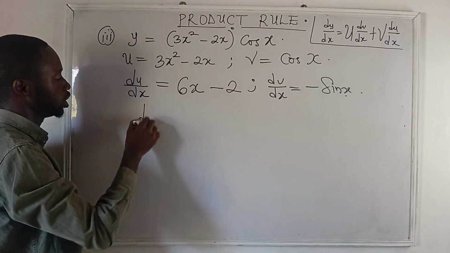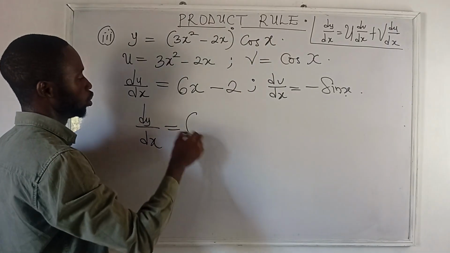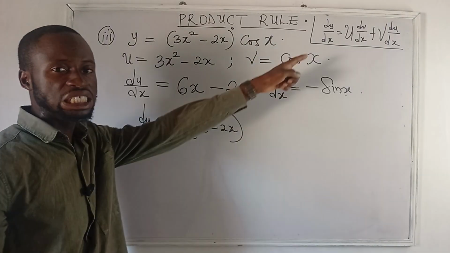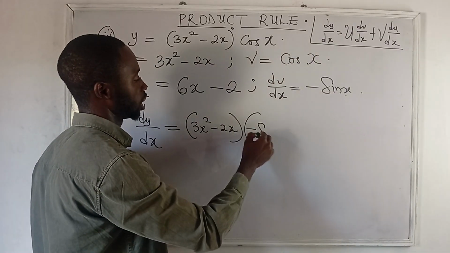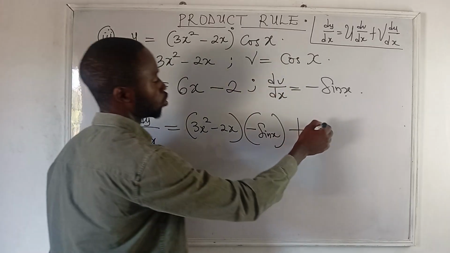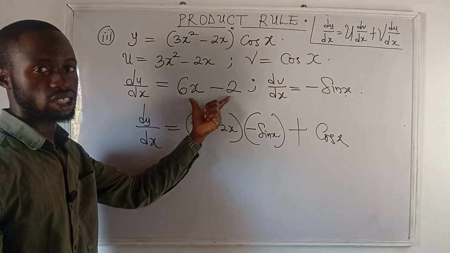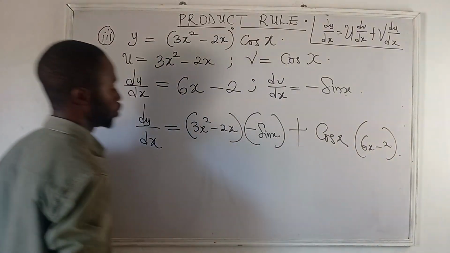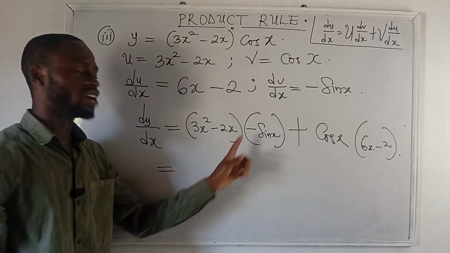So we have dy dx in the formula. You have u. What's our u? 3x squared minus 2x. Then dv dx is minus sine x. I have minus sine x plus, what's my v? The value of my v is cos x, times du dx. Du dx is this 6x minus 2. 6x minus 2. So we are going to have, now if you look at this clearly, I have a minus sign here.